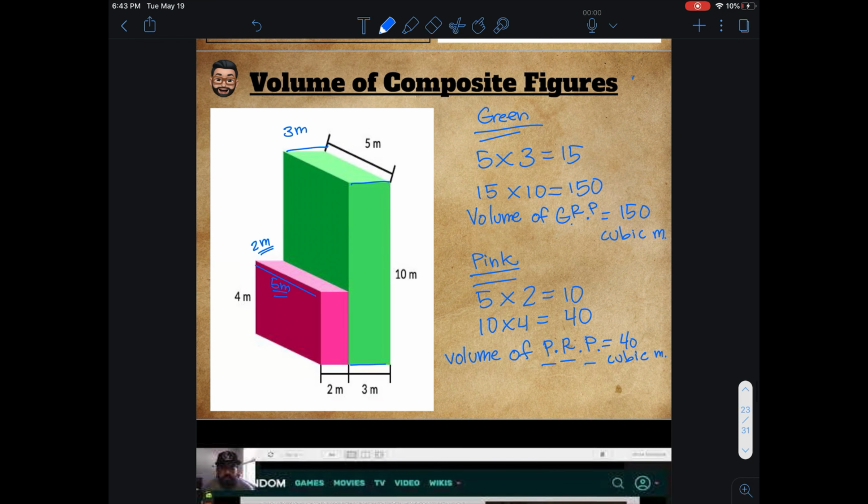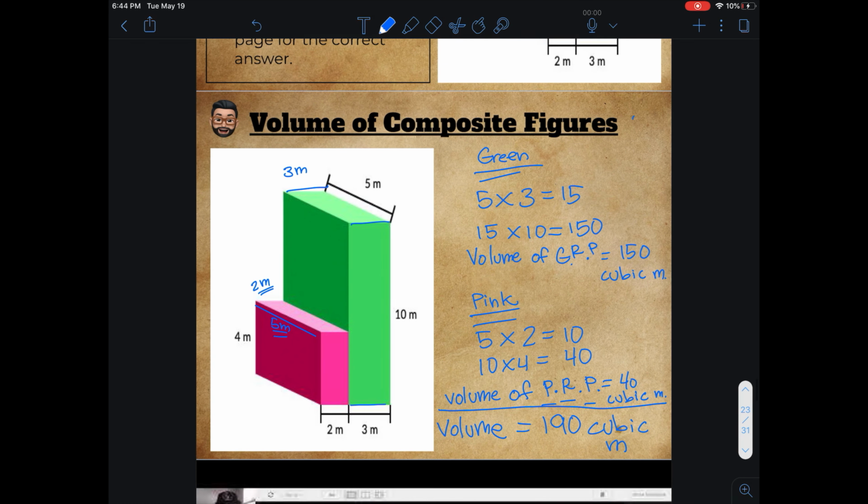Let me zoom out a little bit. The volume of the composite figure is, hold on, 150 cubic meters plus 40 cubic meters, and that will give me 190 cubic meters. Boom. 190 cubic meters is the volume of this entire composite figure.